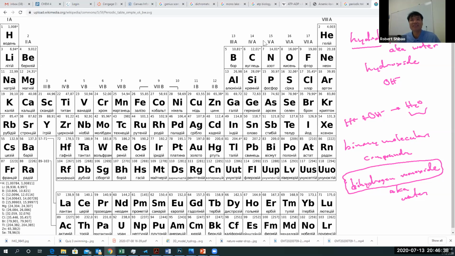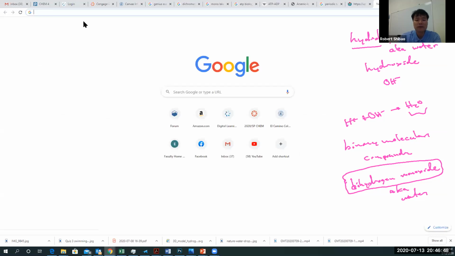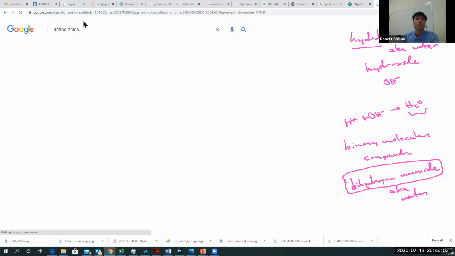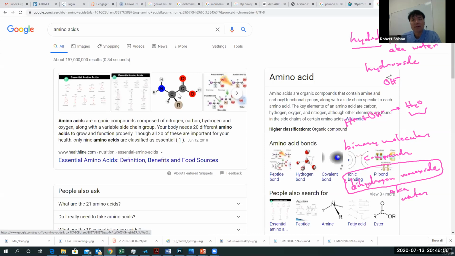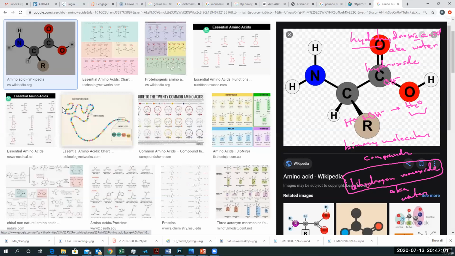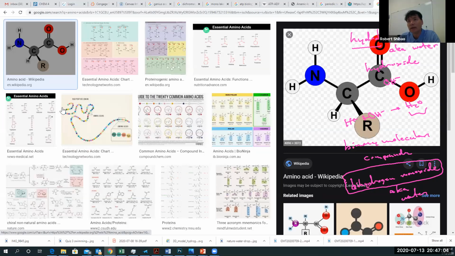Let me give you an example here really quick. Amino acids. This is probably not the best example, but a typical amino acid has two parts to it. There's the amine part, which is what we call a base, and then there's the acid part over here. So there are a lot of compounds that have both an acid and a base site. Here's an acid site and here's a base site.